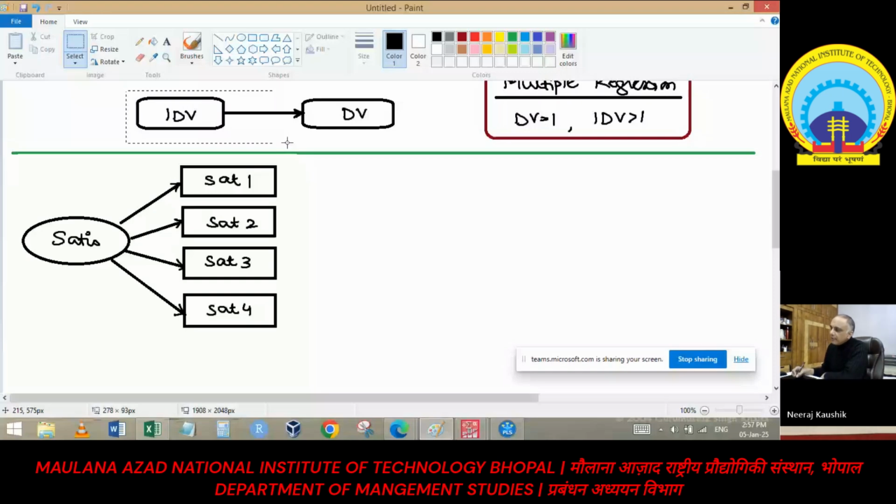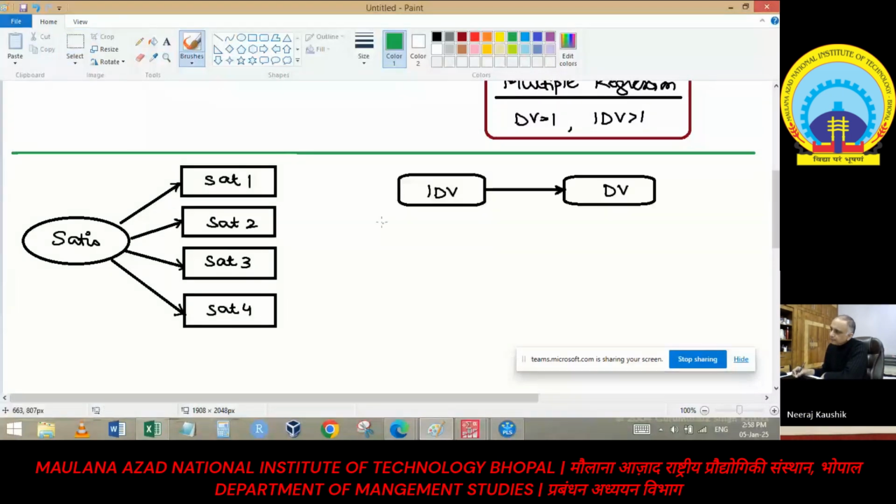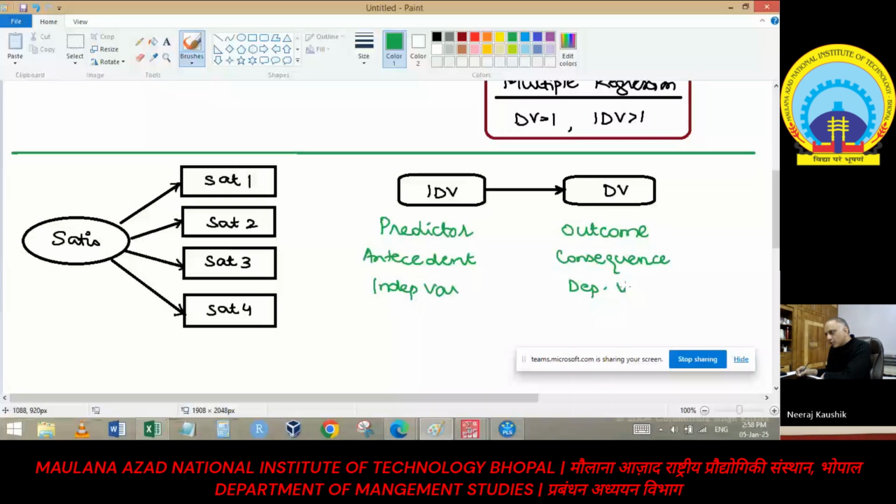Their several names are: IDV is also called the predictor, and DV is called the outcome variable. The outcome is called the consequence, and this is called the antecedent. IDV is called the independent variable, and this is called the dependent variable. One of the most important: IDV is called the exogenous variable, and DV is called the endogenous variable.